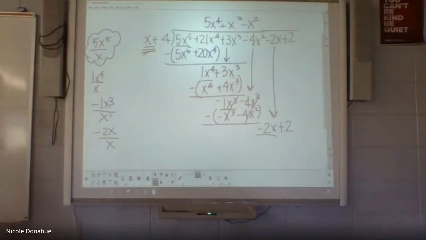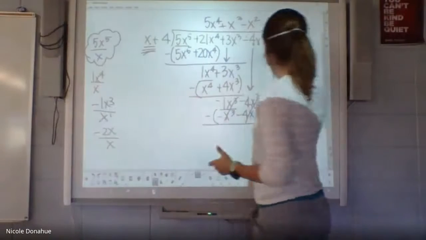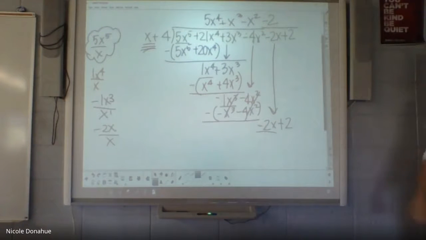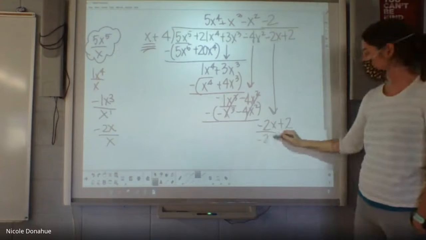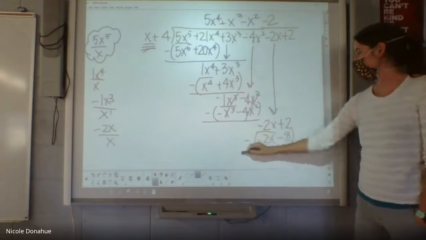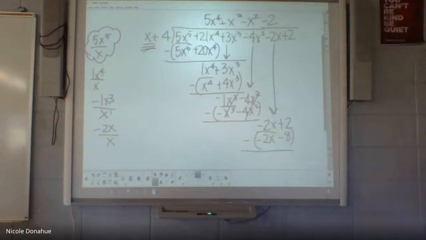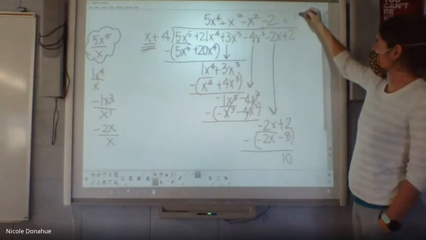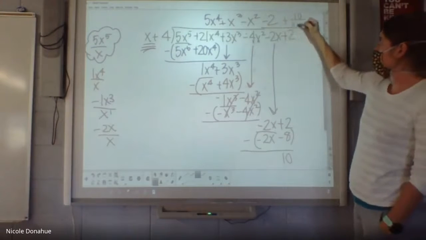Okay, negative 2x divided by x, what do we get? Negative 2. There you go, Garrett. 1 out of 4 is good. All right, so then multiply that back. Negative 2 times 4 is negative 8. What's our remainder then? 10. So 10 is our remainder. So on the end of this, I'm going to write 10 over that x plus 4.